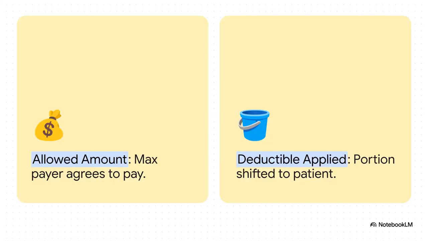Now, as an AR specialist, your very first analytical step when you see a PR1 code is to compare two key numbers, the allowed amount versus the deductible applied amount. You've got to always check if the allowed amount perfectly equals the deductible applied amount. For example, if the allowed amount is $100 and exactly $100 was applied to the deductible, awesome, your math checks out. But what if it doesn't match?